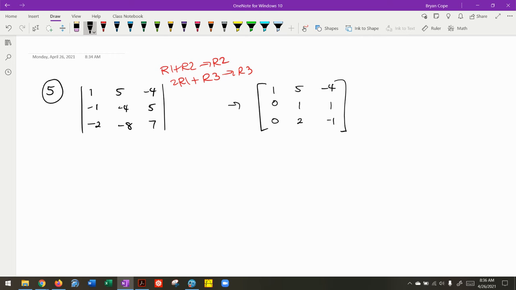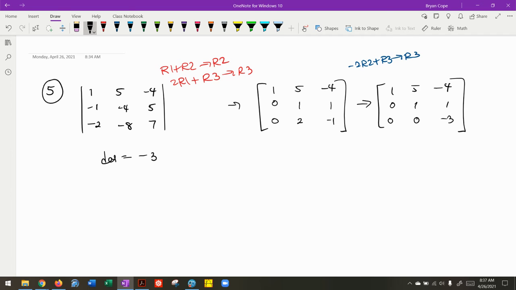Those two steps did not change the determinant because they were both adding steps. We're going to do one more: -2 times row 2, add it to row 3, and put that in place of row 3. So we have 1, 5, -4, 0, 1, 1, and 0, 0, -3. We never did any row interchanges, so the determinant of the final matrix is the same as the determinant of the original. So the determinant is -3.